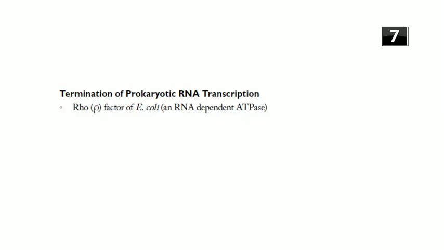The first is the Rho factor. The Rho factor is an RNA-dependent ATPase that's found in E. coli. Rho factor uses the energy found in ATP to knock RNA polymerase off of that DNA template. That's pretty easy enough. If you throw enough energy at something, you can make things happen.